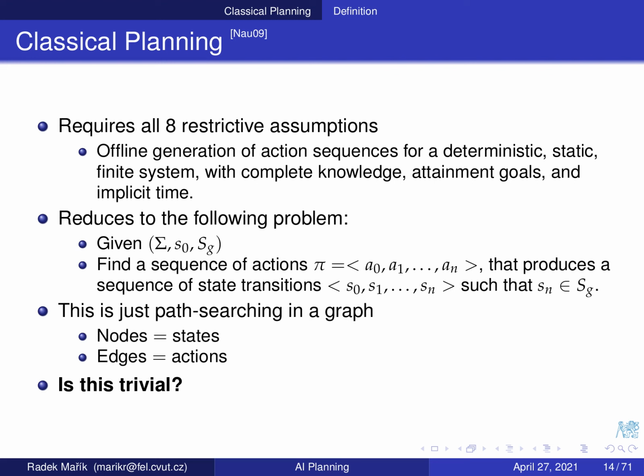And our goal is to find a sequence of actions, a plan P, that is basically a sequence from A0 to AN actions, that produces a sequence of states through the transitions in such a way that the last state SN belongs to the subset of goal states. And the problem can be shown to be just path searching in a graph where states are represented by nodes and actions by edges.